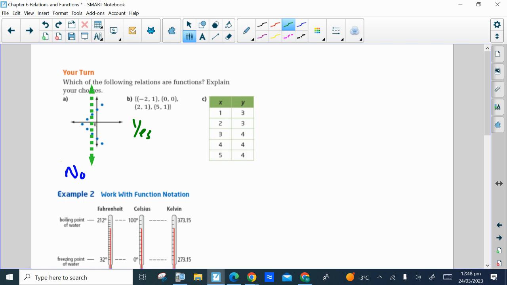What about the next one, Sophie? Is that a function? Yes or no? Why? All the x values are different. It doesn't matter that y values repeat. The x values are different.